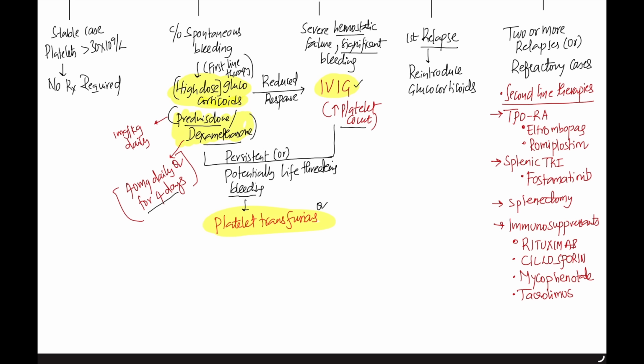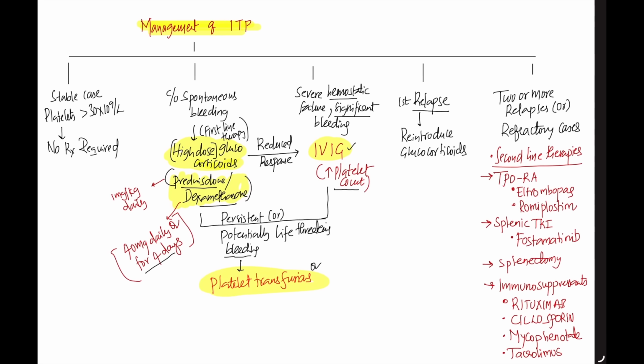Response rate is good. So in refractory cases, apart from splenectomy and immunosuppressants, there are the latest licensed drugs. These licensed drugs are thrombopoietin receptor agonists like eltrombopag and romiplostim, and a spleen tyrosine kinase inhibitor like fostamatinib. These are the two drugs that can be given as second line therapy in refractory cases. So this is how you're going to manage ITP, the whole flow chart.